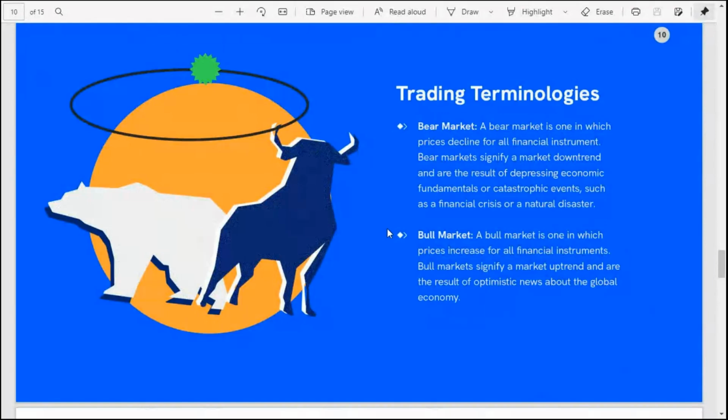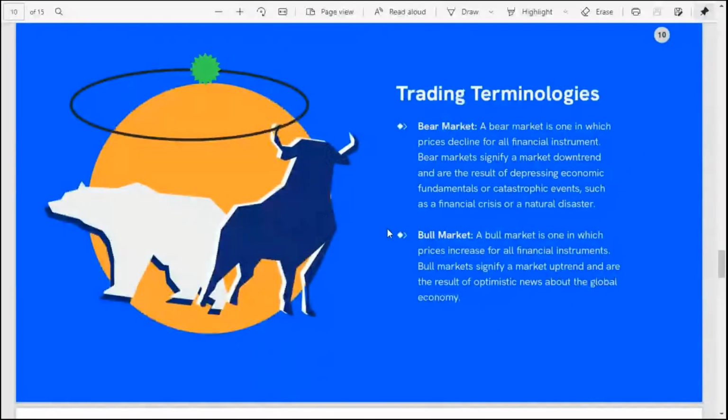A bear market signifies a market downtrend and is a result of depressing economic fundamentals or catastrophic events such as a financial crisis or a natural disaster. What caused the dump, the huge bear market on Bitcoin, was that China banned Bitcoin, and everything just went all the way down. The dollar is selling because the interest rates are poor. Nobody's willing to invest in the dollar. That's why the dollar is falling in the global financial markets, but it continues rising against the naira though.